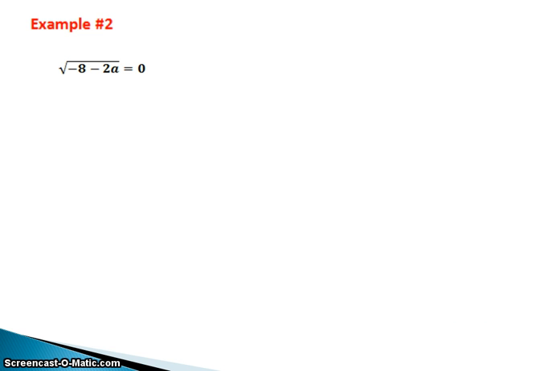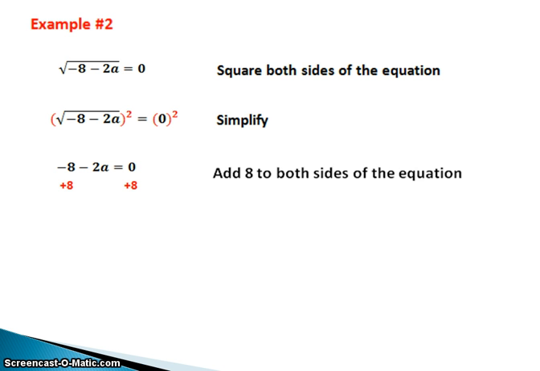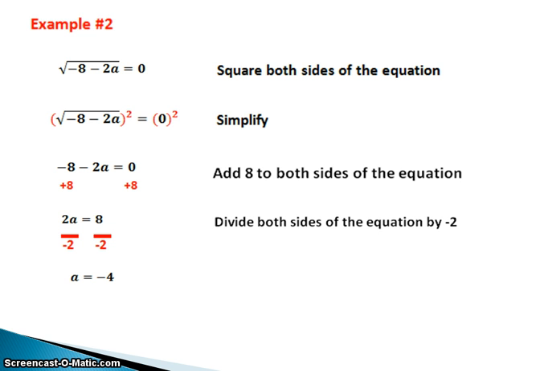Our next example, the square root of negative 8 minus 2a is equal to 0. Again, we need to get rid of the square root before we can do anything with what's underneath it. So we're going to square both sides of the equation, simplify, and then we will solve for a by adding 8 to both sides of the equation, and then dividing both sides of the equation by negative 2. That's going to give us a is equal to negative 4.